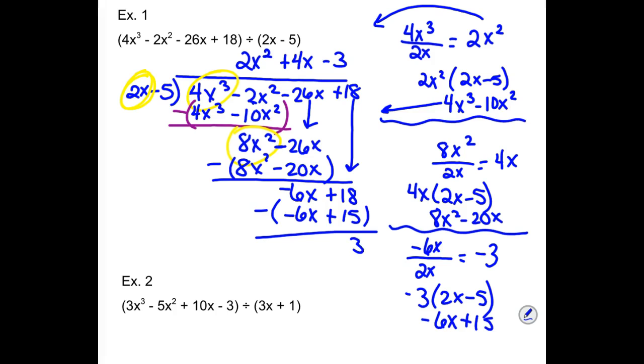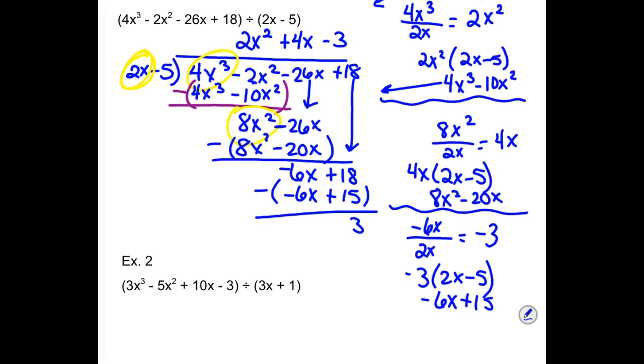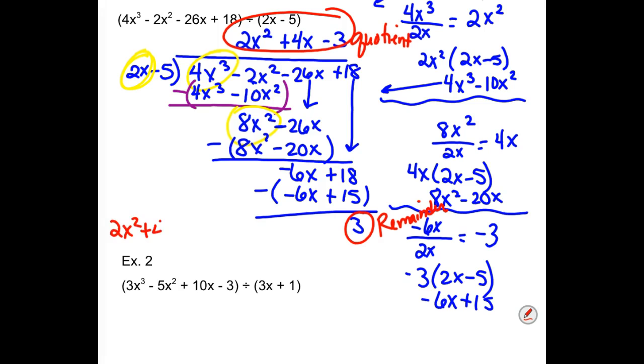And so my final answer is the quotient on top. So this is my quotient. And this is my remainder. So final answer would be 2x squared plus 4x minus 3 plus that little remainder, which was a 3. I'm trying to divide it by a 2x minus 5. It's just too small, so I leave it as a fraction like that.